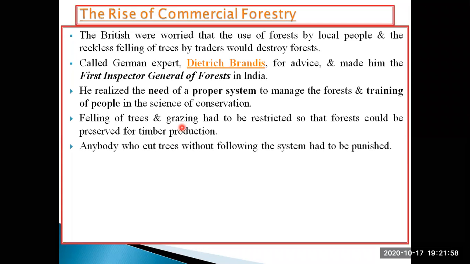Anybody who cut trees without following the system had to be punished. That was the demand from Dietrich Brandis. He said that if anyone is found cutting trees without following the system, they will be punished. We will see what the system is.